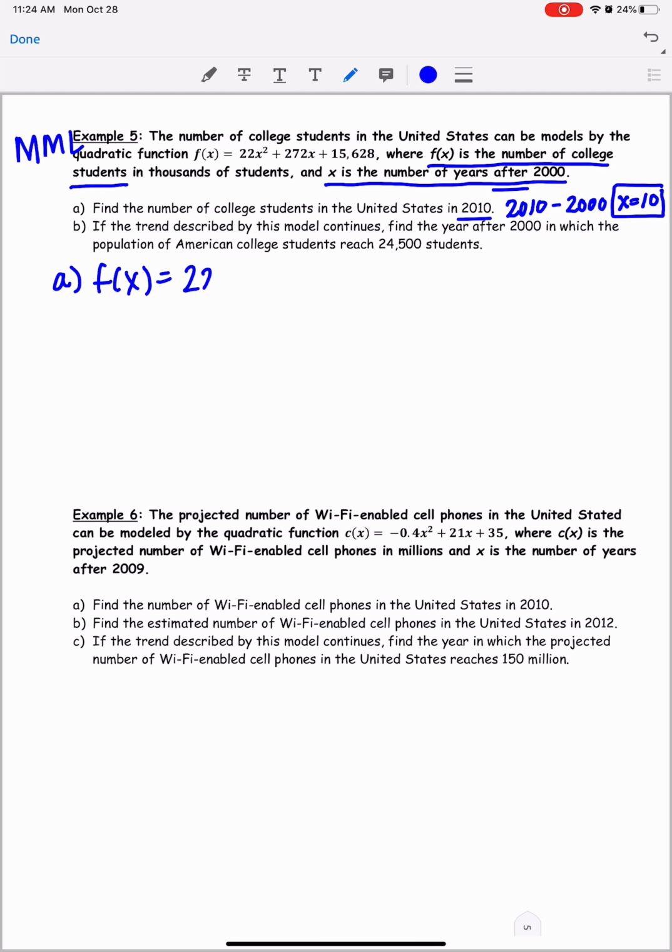So we've got 22 times 10 squared plus 272 times 10 plus 15,628. So you put that in your calculator and you're going to get 20,548. Okay, and what does my f of x stand for? F of x is the number of college students. So I'm going to say students.